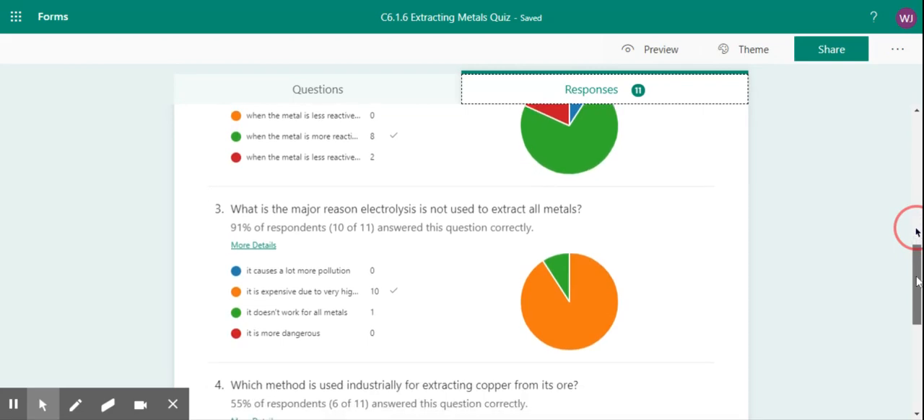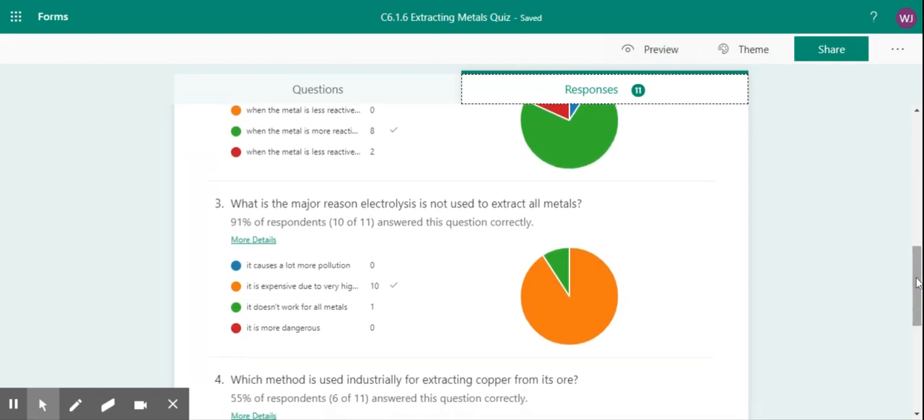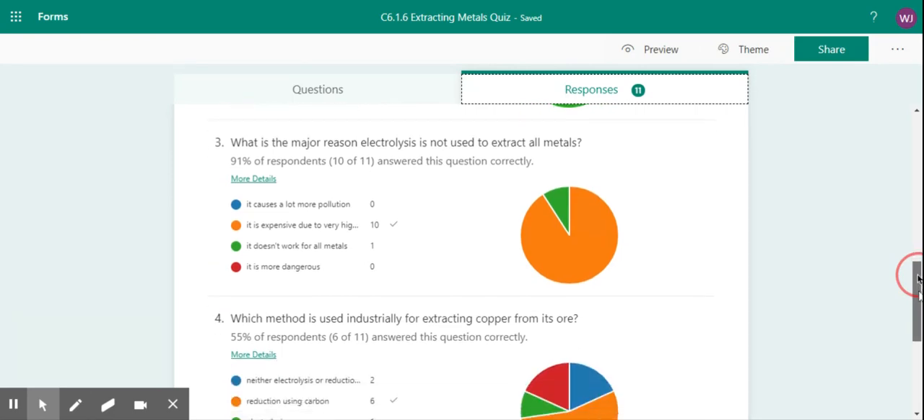Right, question 3. What is the major reason that electrolysis is not used to extract all metals? Again, most of you got this right. It's because it's expensive, mainly down to the very high energy costs, because you have to put a lot of electrical energy in, and also high temperatures tend to be used to make the ore molten. Only one of you got this wrong, saying that it doesn't work for all metals. Electrolysis does work for all metals. It's just that reduction with carbon is cheaper, so if that works, then you would use that.